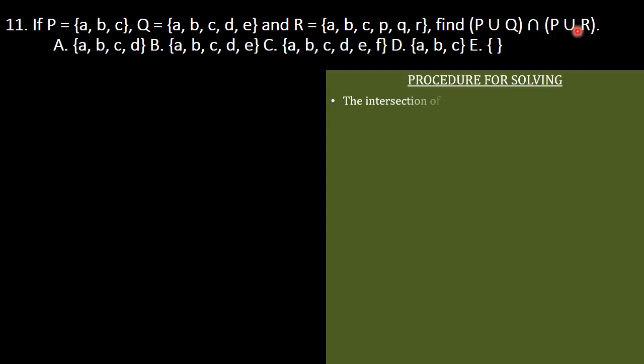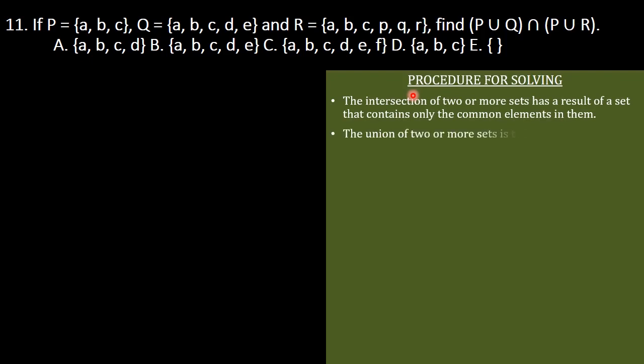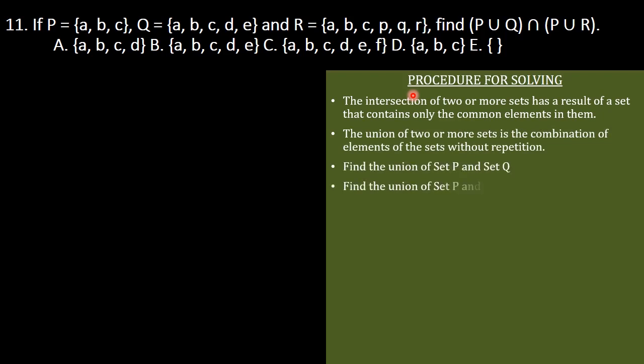Let's check the procedure for solving this. The intersection of two or more sets is a set that contains only the common elements in them. The union of two or more sets is the combination of the elements of the sets without repetition. Then find the union of set P and set Q. Find the union of set P and set R. Find their intersection. Let's check the solution.